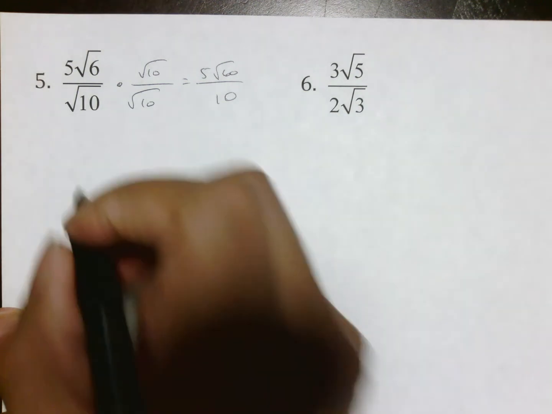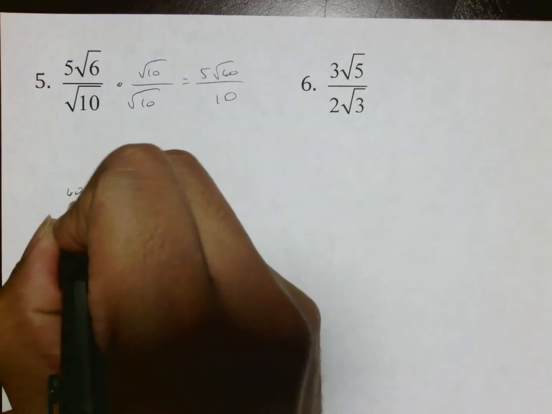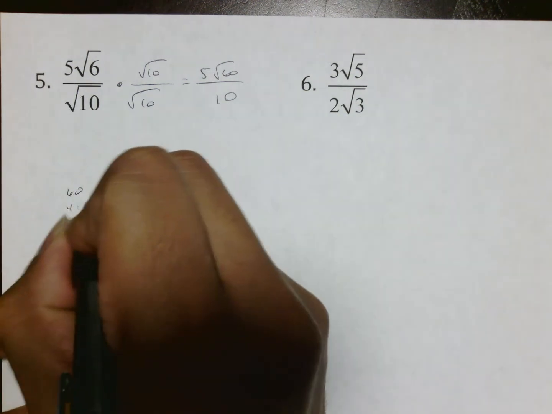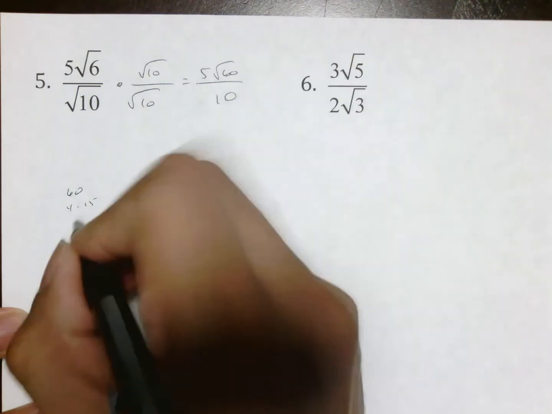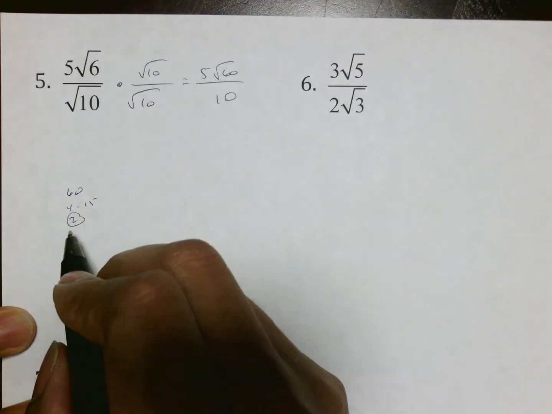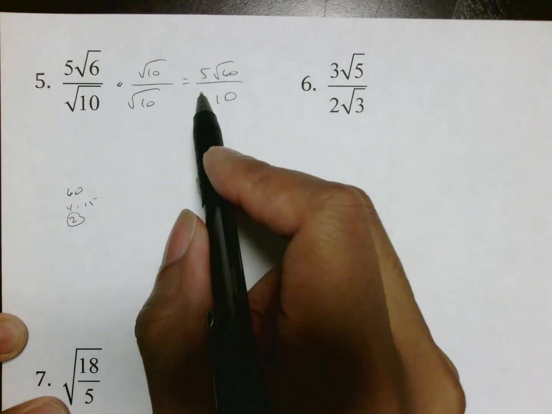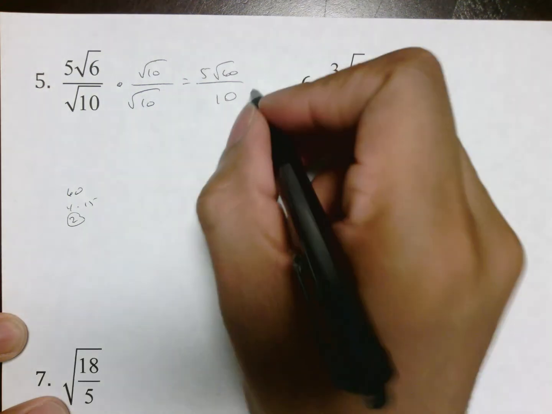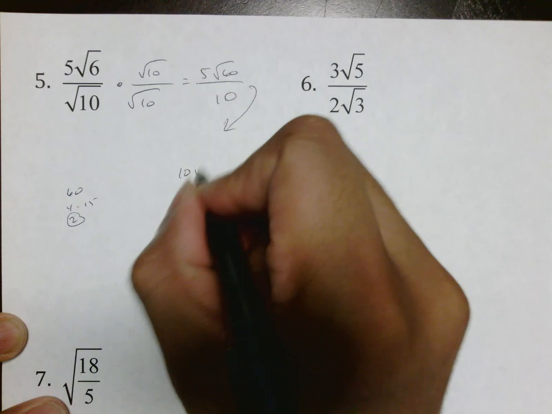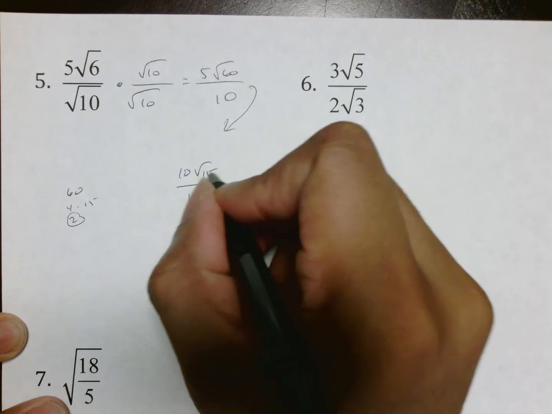Root 60, I believe, can be simplified. I'll do it the other way. 4 times 15, which would be 2 root 15, which means a 2 comes out. And again, this is where your simplify comes in. 2 comes out. There's already a 5 there. So in other words, what we end up with is 10 root 15 over 10.